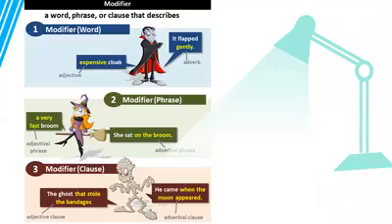Here is a list of examples. You see, as a word, expensive cloak. Cloak is a noun and expensive is an adjective. So expensive modifies the noun cloak.